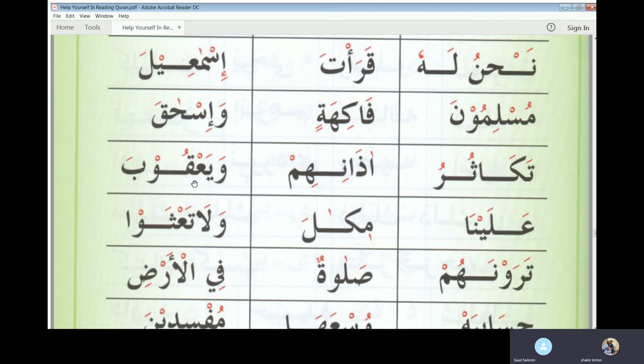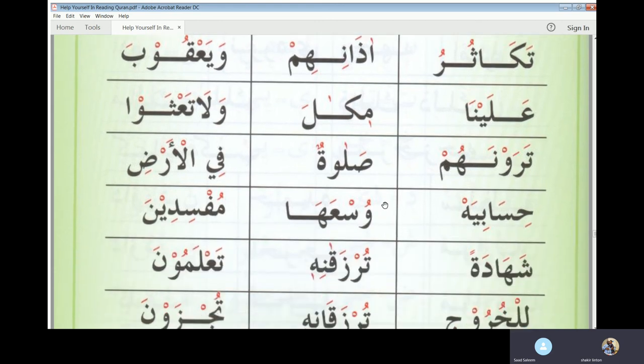Adhanihim. Wayakuba. Alena. Mikala. Wala ta'faul. Wala ta'saw. Tarawnahum. Join the wa with the ra because the wa has a sukun. Tarawnahum.